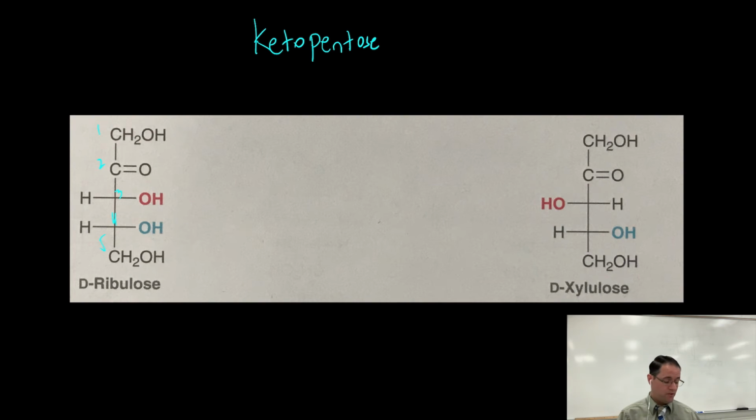So again, remember there's a ketone at carbon 2. There's 5 total carbons, and this is a sugar, so we end the name with -ose. On the left, we have D-ribulose, and on the right, we have D-xylulose. It's really hard to pronounce these sugar names.